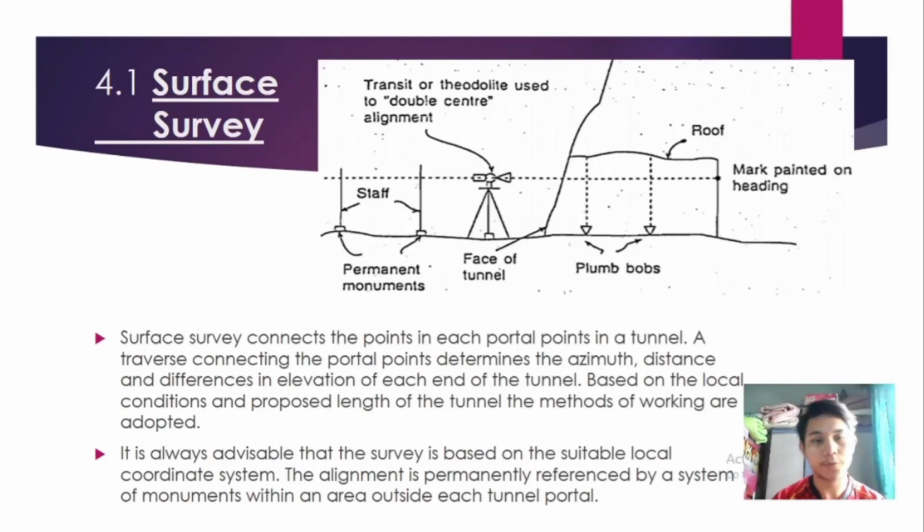The surface survey is the part of making the tunnel. Surface survey is the survey of each portal point in a tunnel. A traverse connecting the portal points determines the azimuth. The first thing we need to know is that we need to determine the azimuth, distance and the difference in elevation of each end of the tunnel.